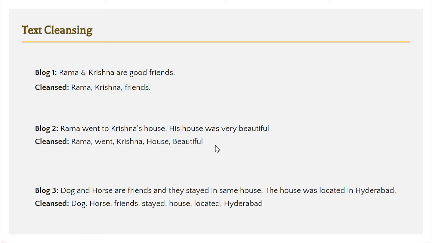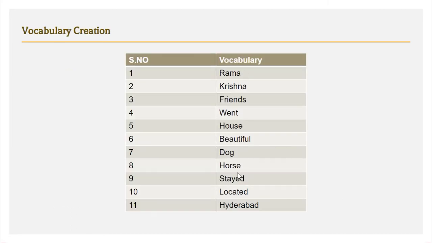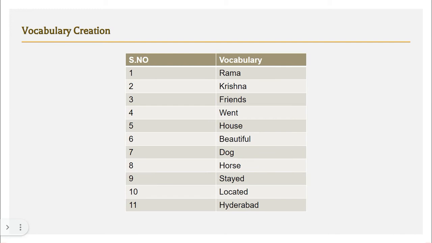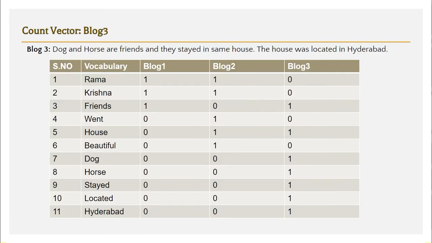And then as a third step we have prepared the vocabulary. So we have collected all the unique words which are used in this cleansed text and we have prepared the vocabulary. And then as a last step we have created the count vectors. So what we have done is, for each of these words in the vocabulary, how many times it has been repeating in the blog, that we have marked. If it has repeated once, we have marked it as 1, and if it has not occurred at least once, we have put it as 0. So that's how we got these three vector representations.